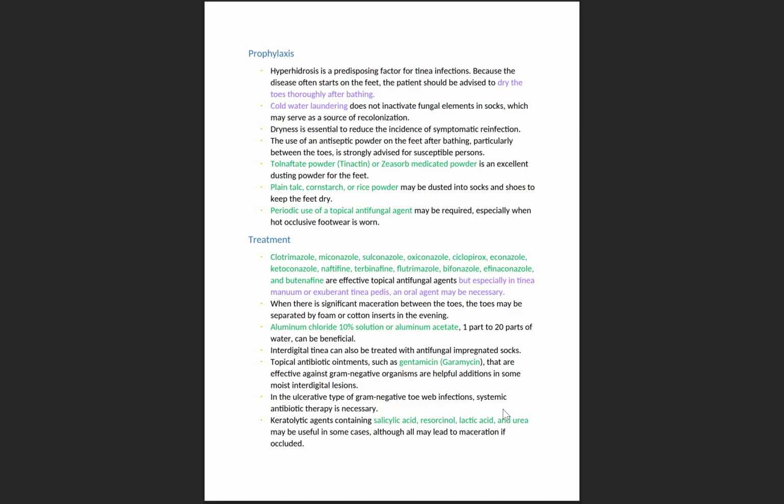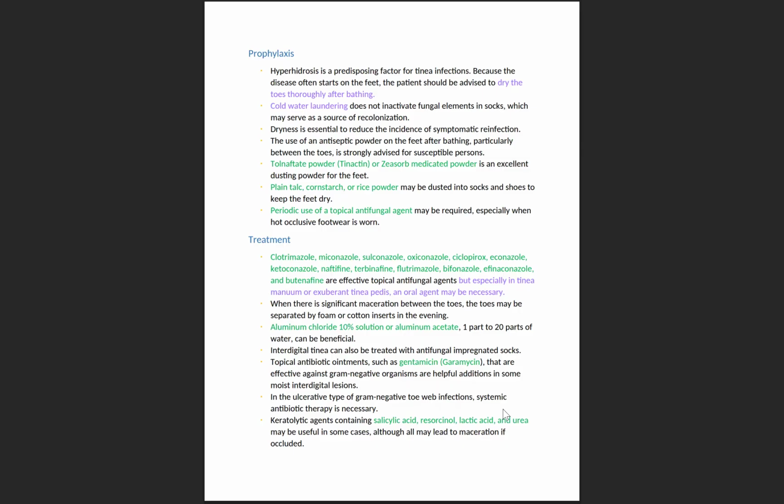Prophylaxis. Hyperhidrosis is a predisposing factor for tinea infection. Because the disease often starts on the feet, the patient should be advised to dry the toes thoroughly after bathing. Cold water laundering does not inactivate fungal elements in the socks, which may serve as a source of recolonization. إذا هو مجرد يغسلها بمي بارد فممكن هذا يعني يصير عنده reinfection من خلال مادة السوكس. فالمفروض hot water. The dryness is essential to reduce the incidence of symptomatic reinfection.